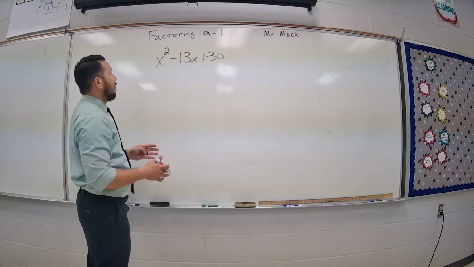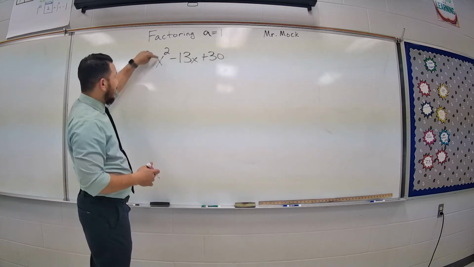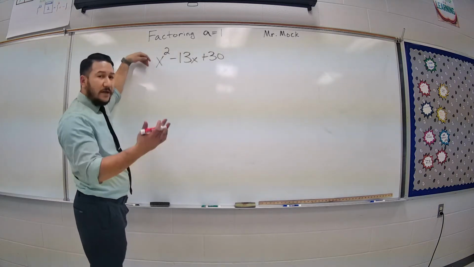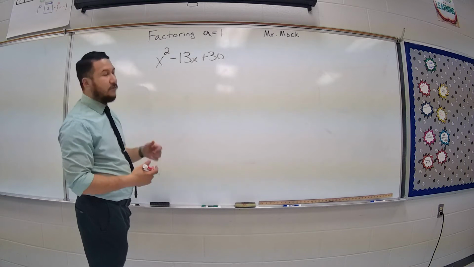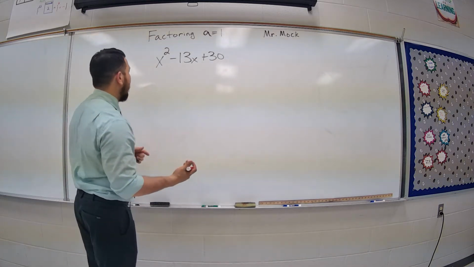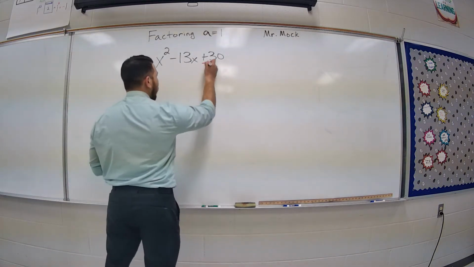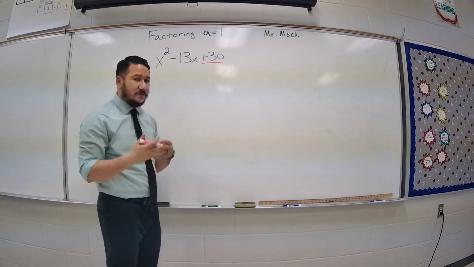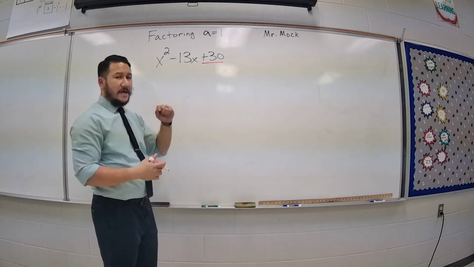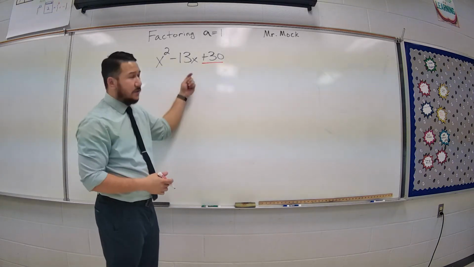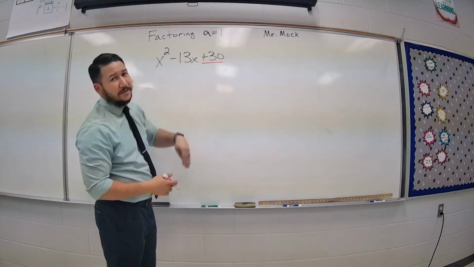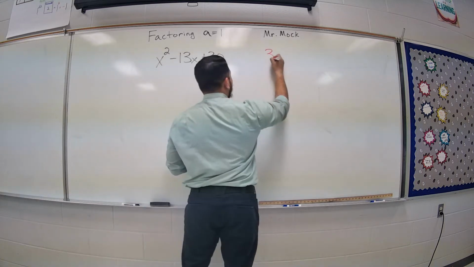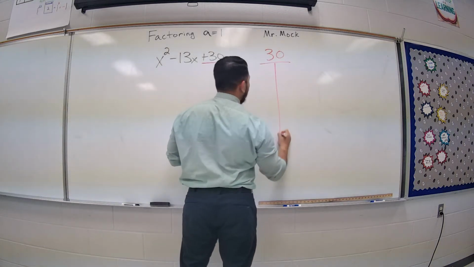So the first thing you want to do, when it's the case of my x squared being without a coefficient, or basically a 1 as a coefficient, you're simply going to do this. You're going to take a look at your C term. And this C term, we're going to basically find the factors that help us figure out what can add or subtract to give us a negative 13. So first thing I'm going to take a look at is 30. I'm going to create my list of factors.